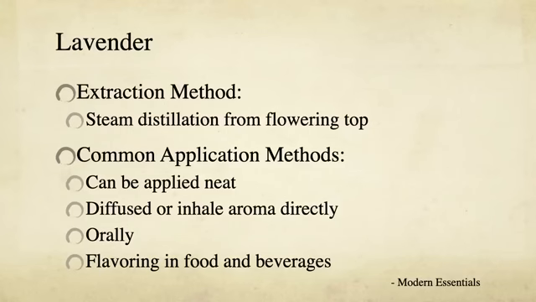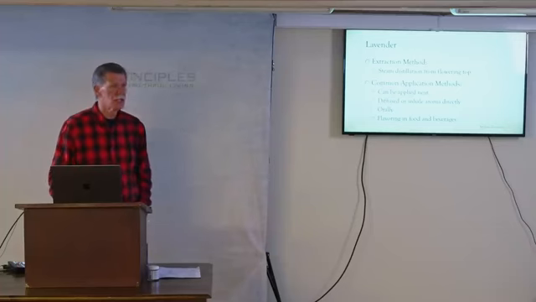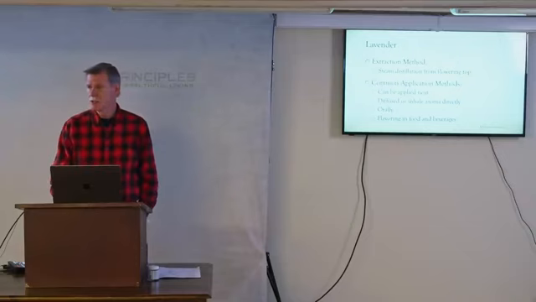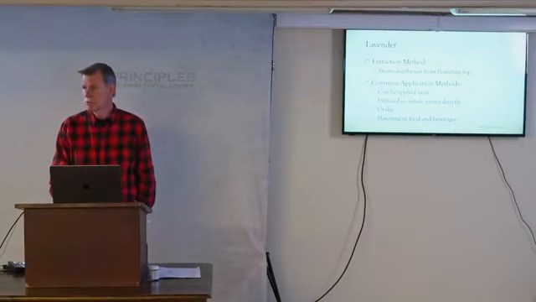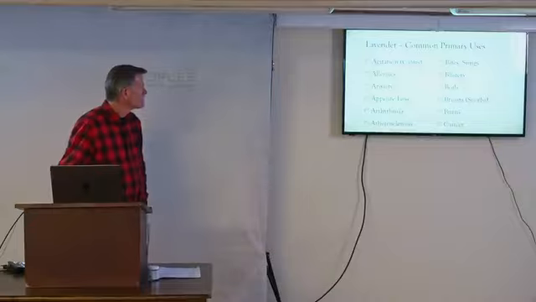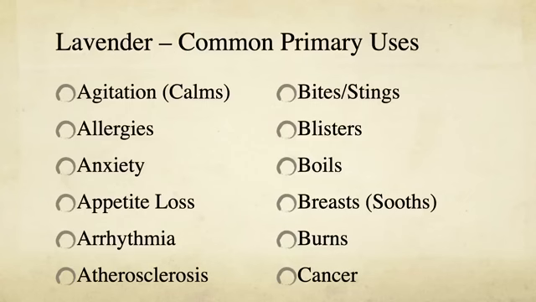Lavender. Lavender is the number one essential oil used in the world. Has anyone here never used lavender essential oil? You see, it's very, very popular. Soap makers will put lavender essential oil into the soap. It calms agitation, allergies, anxiety, calms a person down, appetite loss, or a person who has loss of appetite.